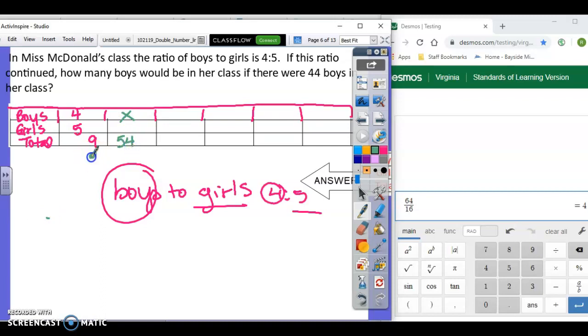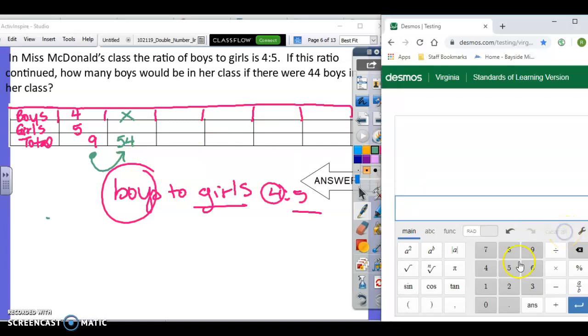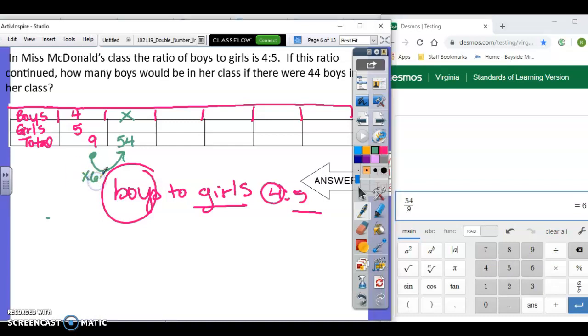So I have to figure out, how do I go from 9 to 54? So I know I'm multiplying, but if I don't know my facts, I'm going to come over and use my calculator. And I'm going to type in 54 divided by 9 to figure out what I need to multiply by. And the answer is 6. So I'm going to multiply 9 times 6 to get 54. So to figure out how many boys there are, 4 times 6 gives me 24. And if you didn't know that, you can type it into your calculator.